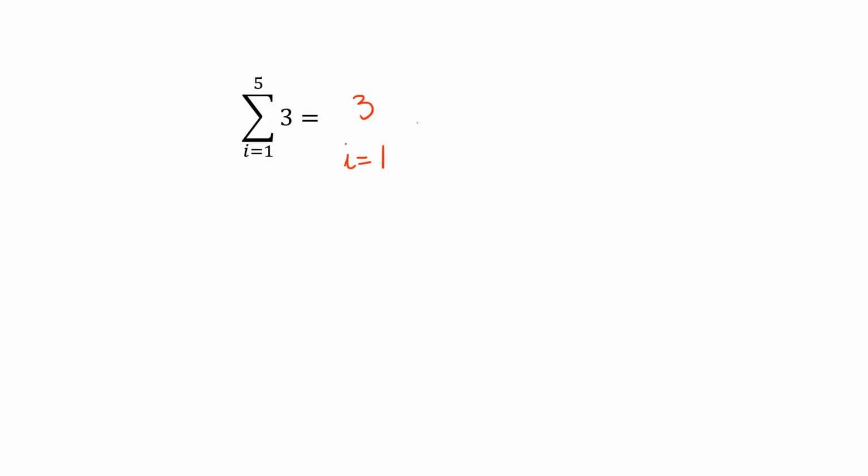All right, now we go up to the next thing. We're going to add i equals 2. Well, when i equals 2, the term is still 3. So we'll add a 3. Now we're going to go up to i equals 3. When i equals 3, the term is still 3. It doesn't change. Now we're going to go up to the next iteration. i equals 4. Term is still 3. We'll add another one. And now i equals 5, which is our last one, and that is still 3.